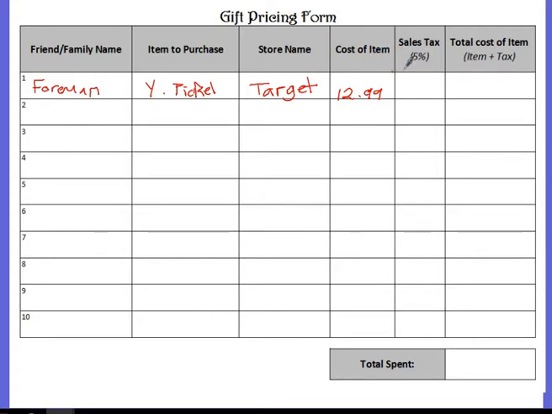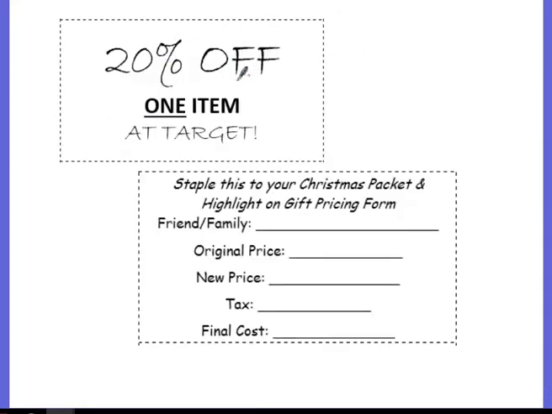So if I'm using a coupon, I would look on my coupon, the particular coupon that I found that I'm going to use says, pretty sure, yeah, 20% off one item at Target. Well, it's convenient. I found the yodeling pickle at Target. And on the back of the coupon, you have stuff to fill in. Well, I'm buying this for Miss Foreman.